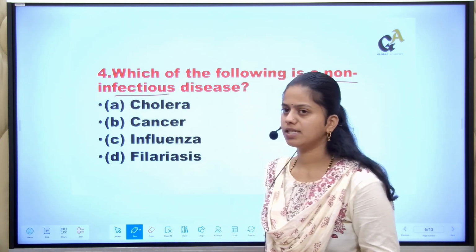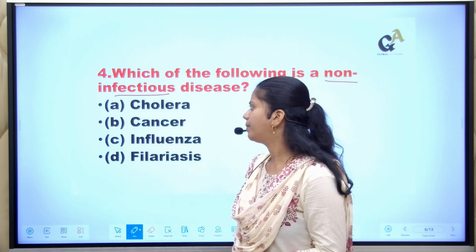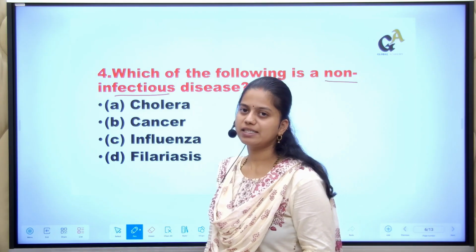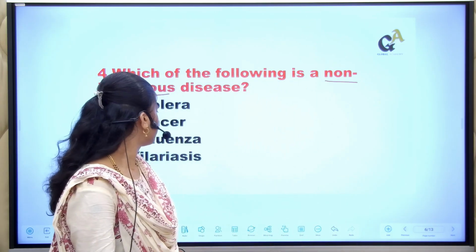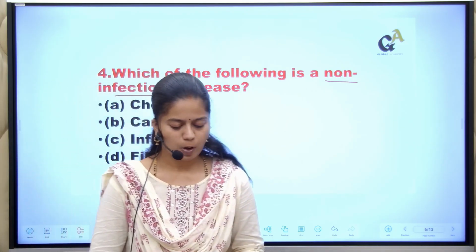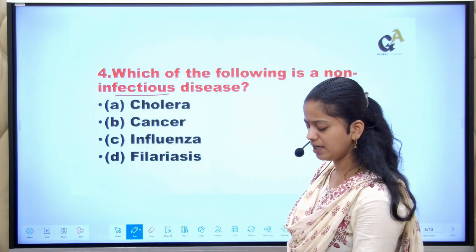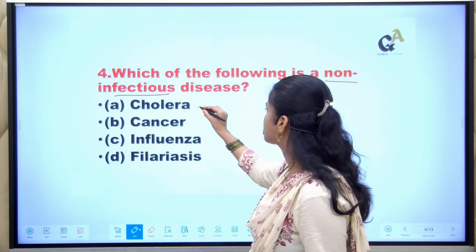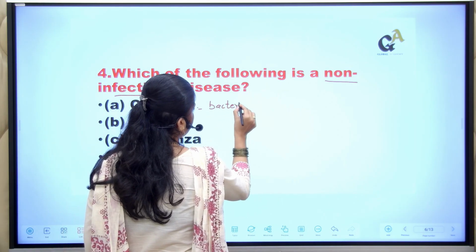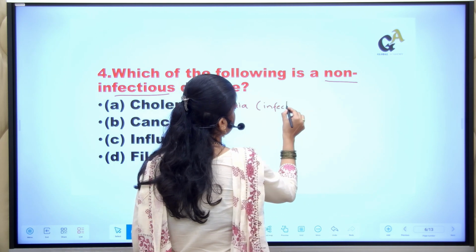So here they have asked about non-infectious disease. Option A is cholera. Option B, cancer. Option C, influenza. Option D is filariasis. Look here students, option A, cholera, is an infectious disease that is caused by bacteria.